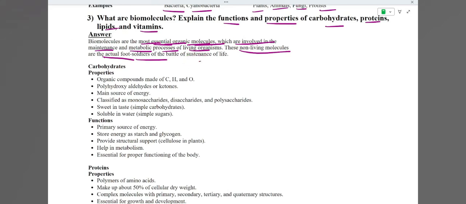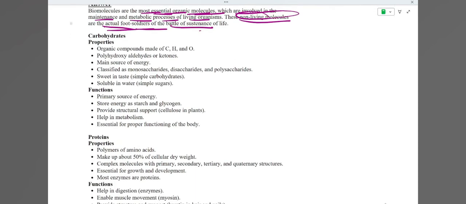If they are sustaining life, the non-living molecules are the actual food that acts as soldiers. Next, you can see carbohydrates, which are organic compounds made of carbon, hydrogen and oxygen. They are polyhydroxy aldehydes or ketones, the main source of energy. They are classified as monosaccharides, disaccharides and polysaccharides.